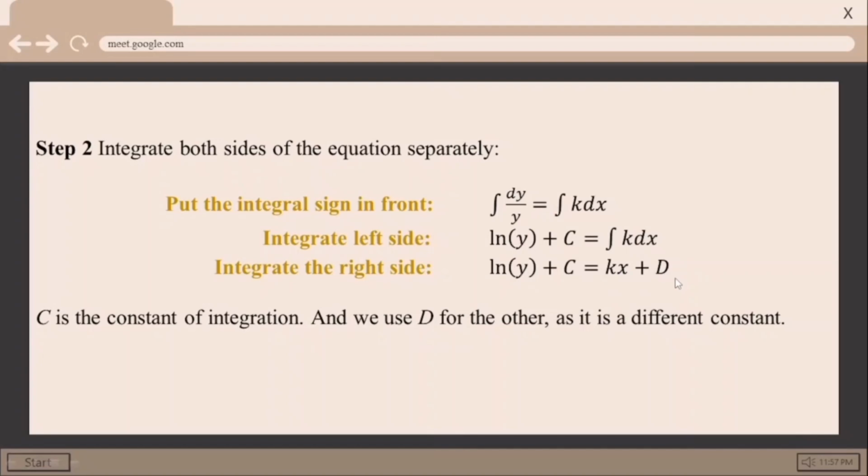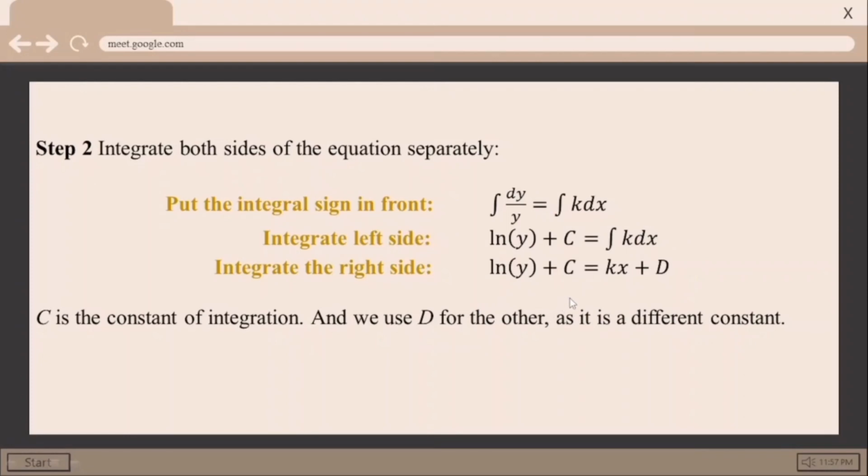So why is it d? Here on the left side, c is the constant of integration, while d is the constant of integration on the other side. So we're going to use d for the other side as a different constant. This is in order for us not to get confused with the constants.